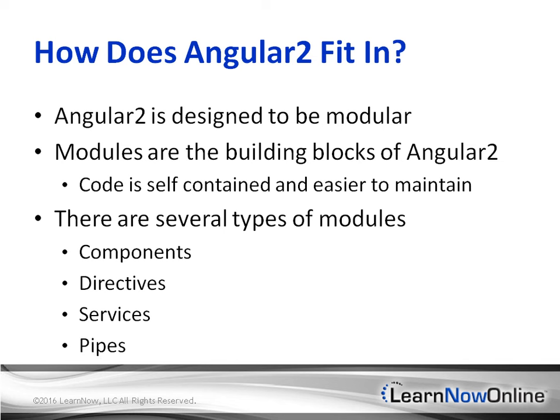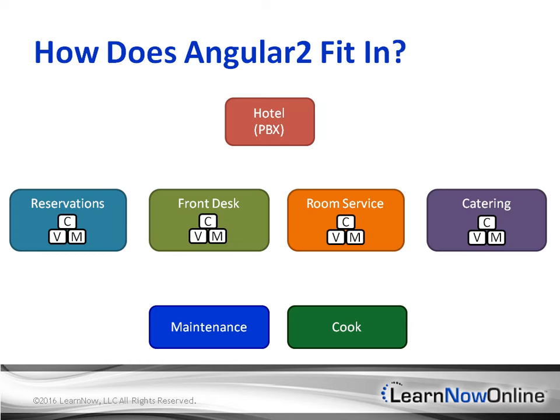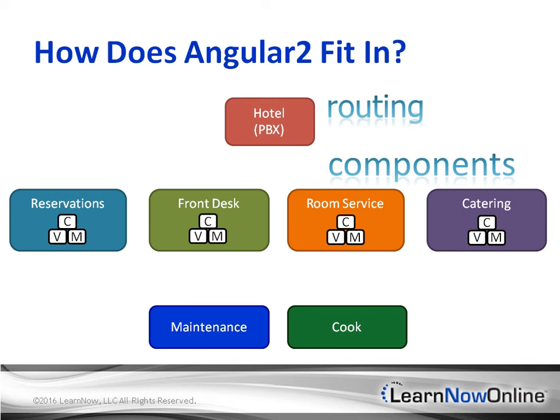Let's take a look at how Angular fits in with our advanced hotel application. The PBX operator at our hotel serves the same purpose as the routing mechanism does in Angular. When a request comes in, it gets routed to the correct controller. Components within Angular serve as the controllers for our MVC pattern. And sometimes those components don't have all the information that they need to complete their required tasks. So they call on other classes called services to complete those tasks.